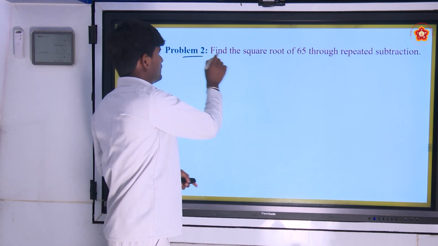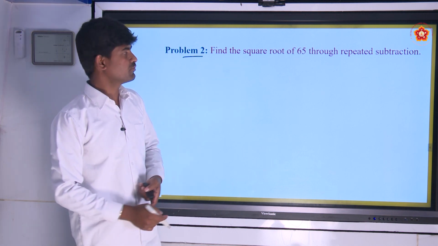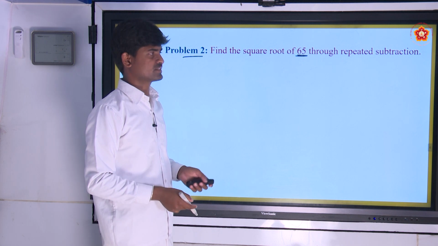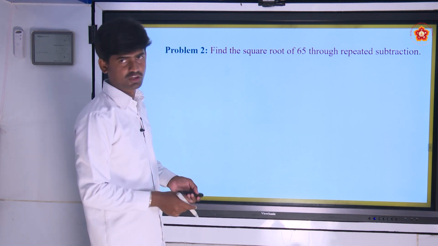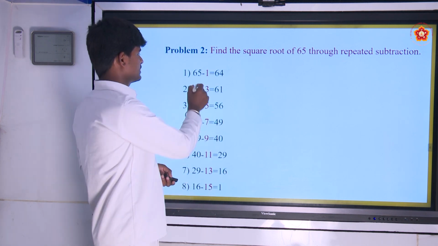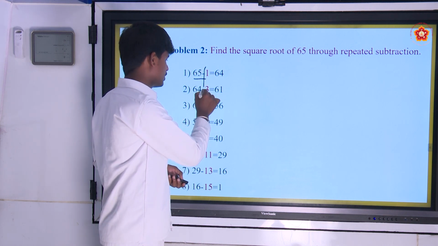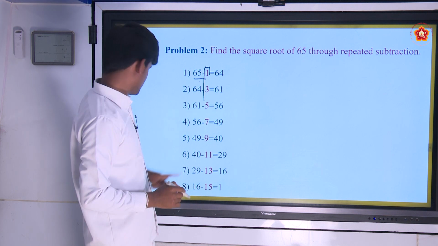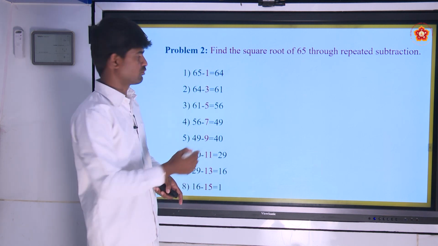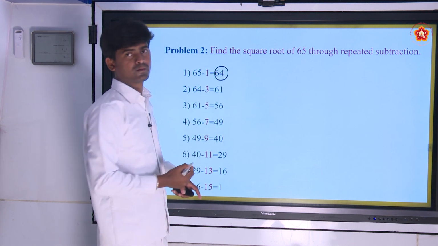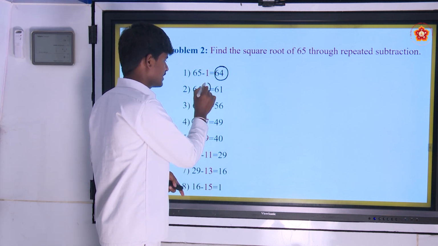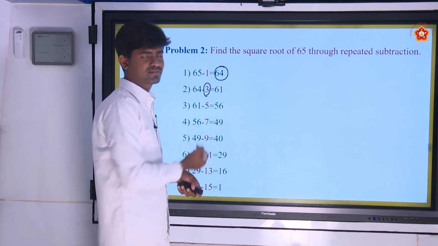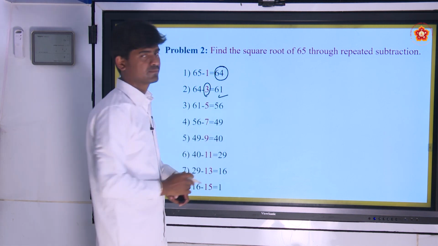Look at another example. Find the square root of 65 through repeated subtraction. Yes, same method, same procedure we have to follow. First, consecutive odd numbers, starting from 1. 65 minus 1 is equal to 64. From that 64, the next odd number after 1 is 3. 64 minus 3 is equal to 61.